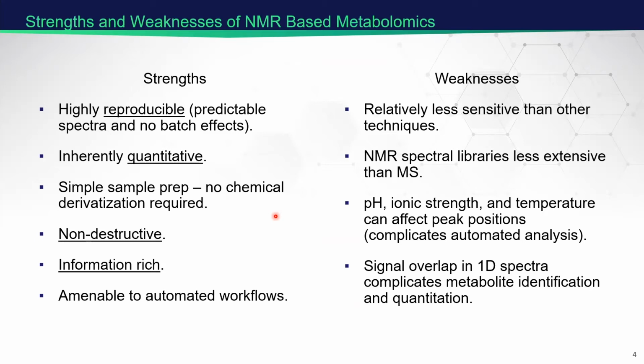Some of its weaknesses: the biggest one is that it's relatively less sensitive than other techniques. It's about 10 to 100 times less sensitive than mass spec, for example. Also, in terms of identifying metabolites, NMR spectral libraries are much less extensive than those in mass spec. Plus, some things that complicate identifications include pH, ionic strength, temperature, and other matrix effects, because they can cause certain peaks to shift. And if your sample contains many metabolites in a 1D spectrum, that can cause a lot of signal overlap and again complicate analysis.